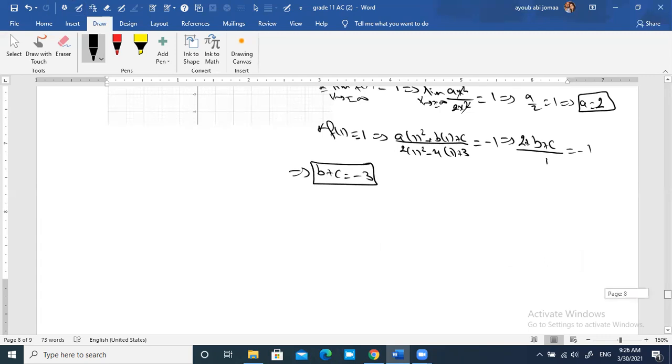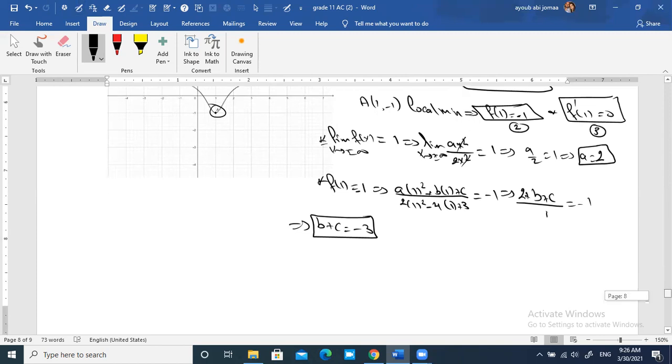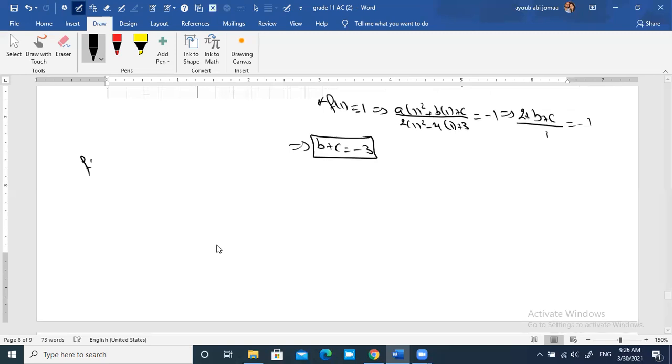But we have not used the derivative, so I couldn't find b and c yet. Okay, but we still have the third one. F prime of x. F of x is equal to ax squared plus bx plus c over 2x squared minus 4x plus 3.